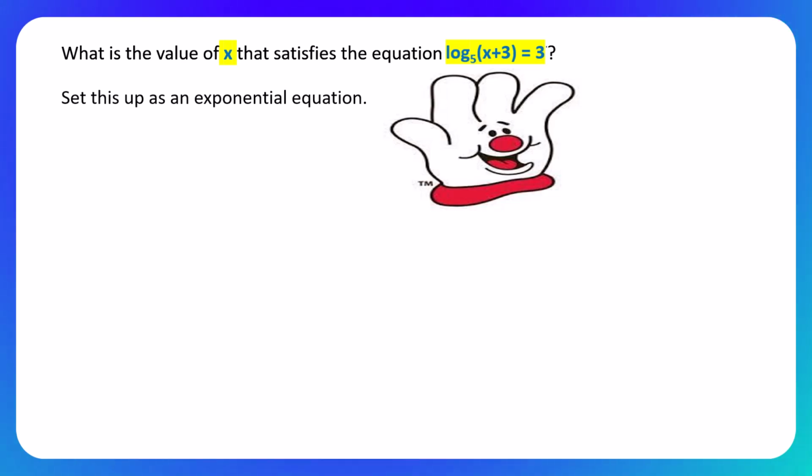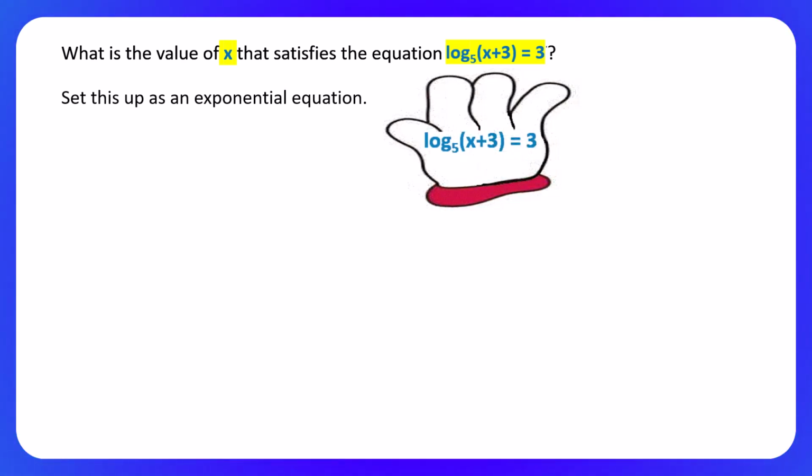Use your hamburger helper hand method. So we're going to put log base 5 of x plus 3 equals 3 into the hand, starting with 5, which is our base. We're going to write down 5. We're going to go to 3. The exponent is always on the right when it's in log form. So 5 to the third power.